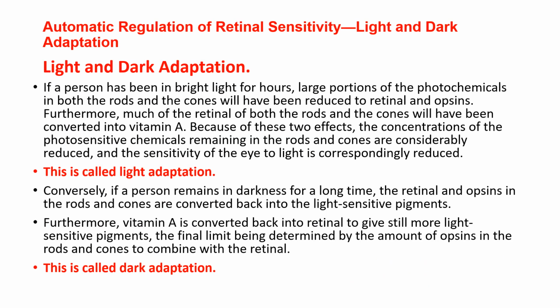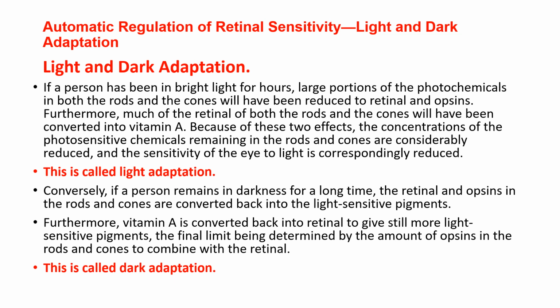Automatic regulation of retinal sensitivity. Light and dark adaptation. If a person has been in bright light for hours, large portions of the photochemicals in both the rods and the cones will have been reduced to retinal and opsins. Furthermore, much of the retinal of both the rods and the cones will have been converted into vitamin A. Because of these 2 effects, the concentrations of the photosensitive chemicals remaining in the rods and cones are considerably reduced, and the sensitivity of the eye to light is correspondingly reduced. This is called light adaptation.